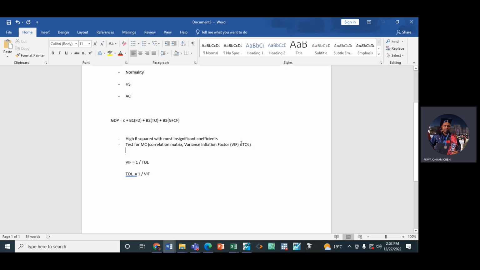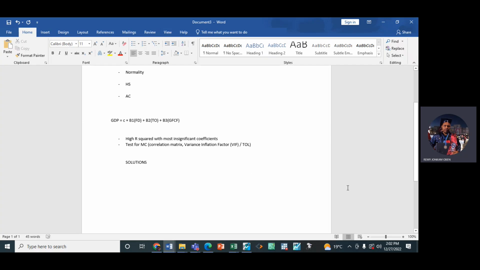But for me, no need to report both. If you report variance inflation factor, it's fine, because tolerance is the reciprocal of VIF. So if you report VIF, it means you are indirectly reporting tolerance. You get the idea? And you cannot find tolerance on E-views. You can find just VIF. Okay. If that is understood, then solutions.